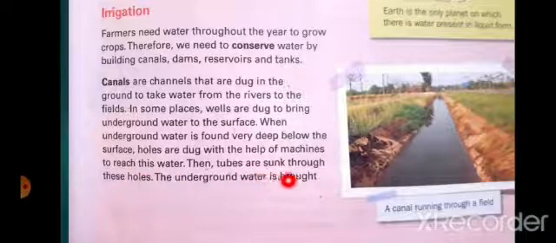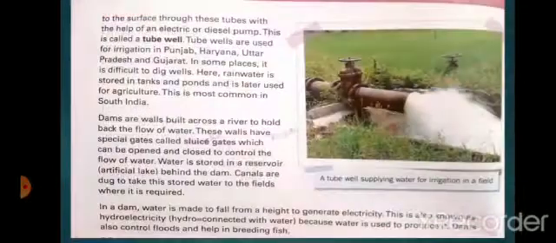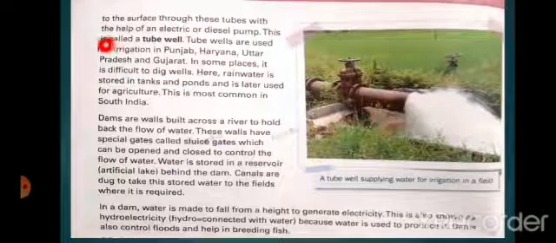The underground water is brought to the surface through these tubes with the help of an electric or diesel pump. This is called a tube well. In some places they dig wells to take underground water, and canals. Also, you can see the picture of a canal, how the water runs. This water they use for the field to grow crops.